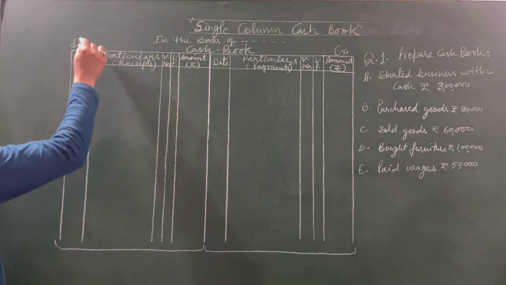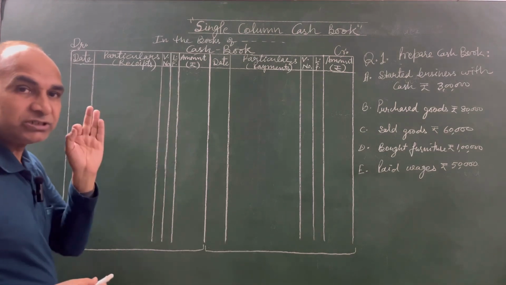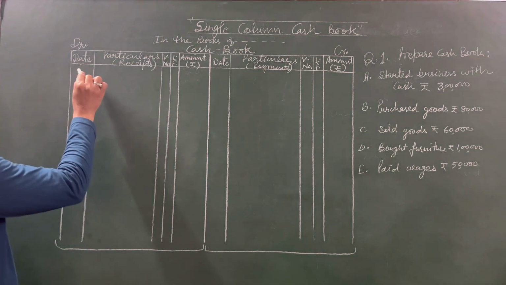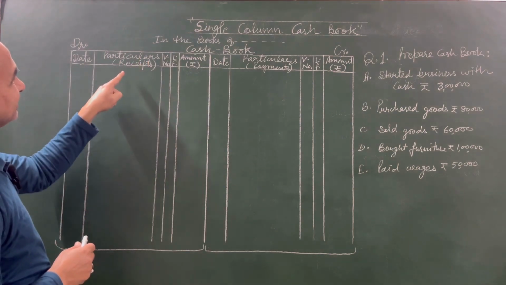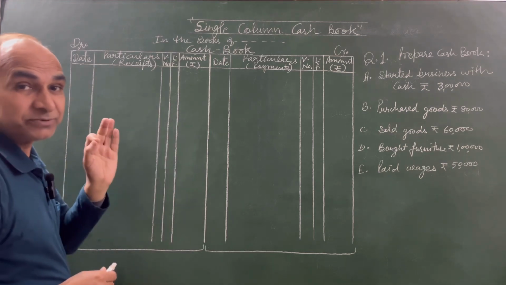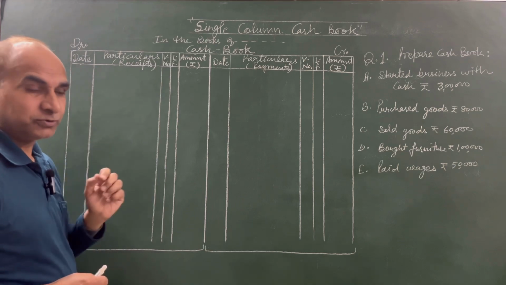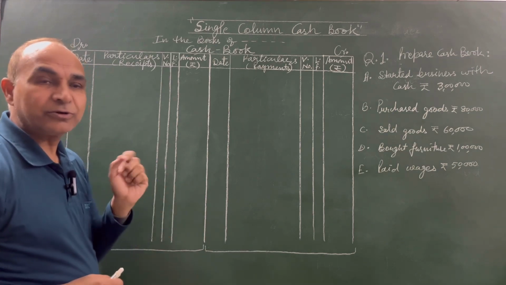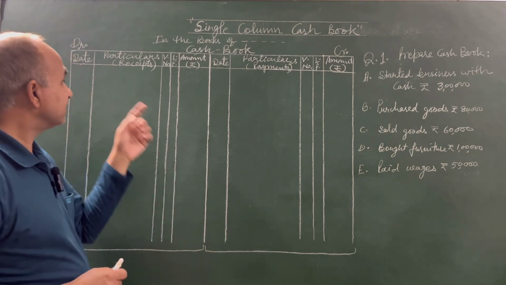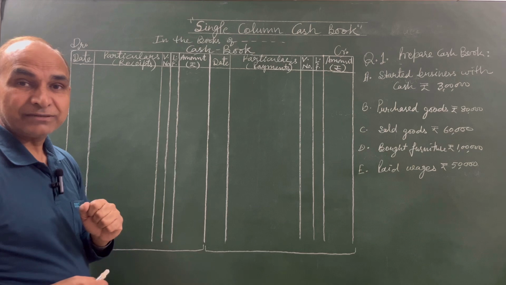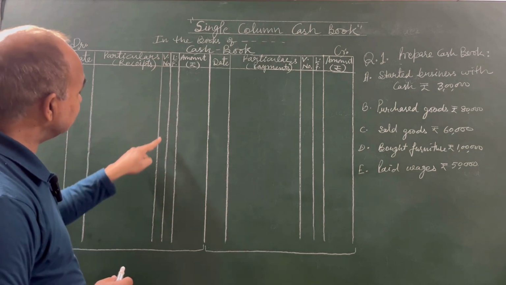On the debit side, the first column is the date on which any transaction takes place. Immediately that date is mentioned here. Then the second column is particulars, in which we record the receipts. Basically we mention here the source of receipt. Suppose the money is coming on account of sales, we write here sales. If the money is coming in the form of interest, we write here interest, or any other source is mentioned here. The third column is voucher number.